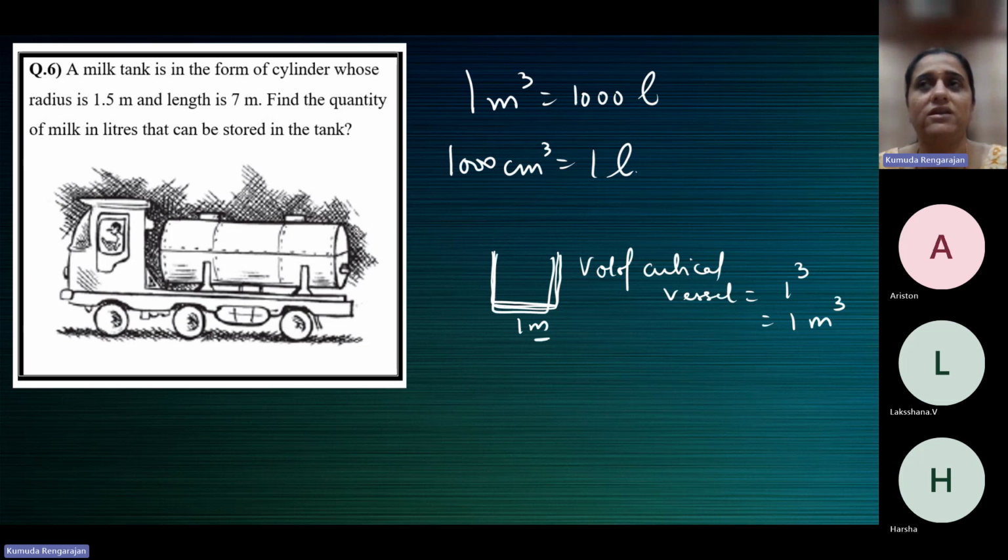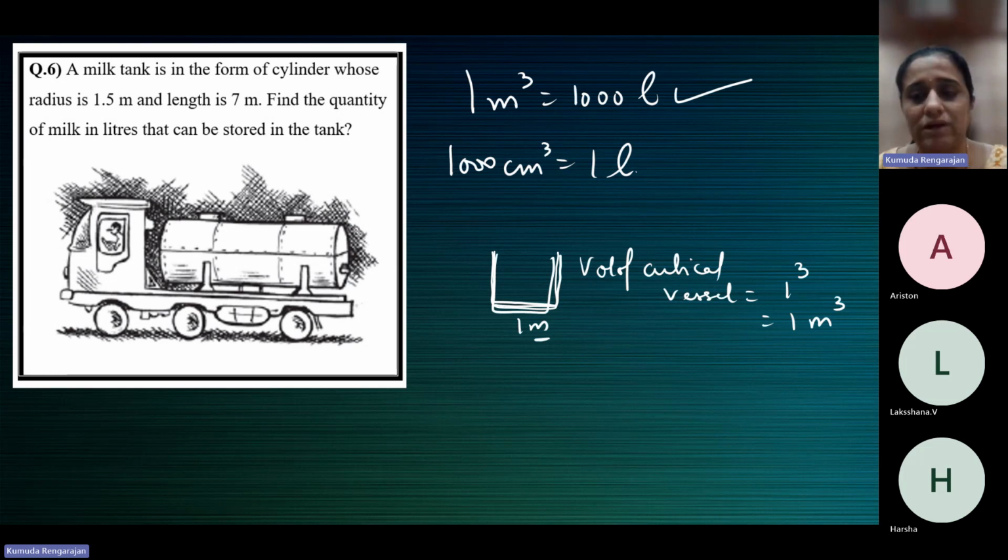A cubical vessel of edge 1 meter has a volume of 1 meter cubed. This cubical vessel of volume 1 meter cubed can hold 1000 liters of liquid, is what is meant by this relation. 1 meter cubed is equal to 1000 liters.